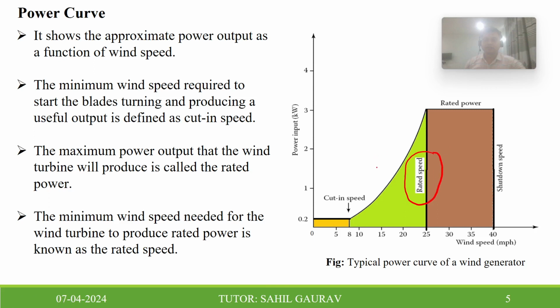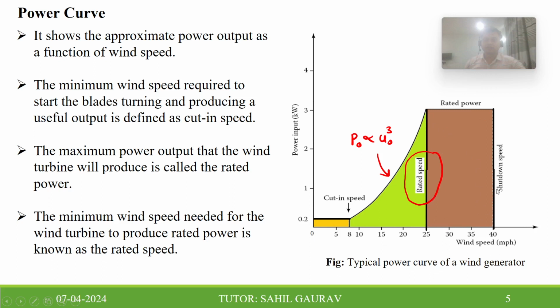Between the cut-in speed and rated speed, this expression P naught is directly proportional to U naught cube. This expression is valid between the cut-in speed and the rated speed. Before the cut-in speed, we have a minimal amount of power produced by this wind generator, and after this rated speed, upon increasing the wind speed, it produces the fixed amount, that is the rated power.